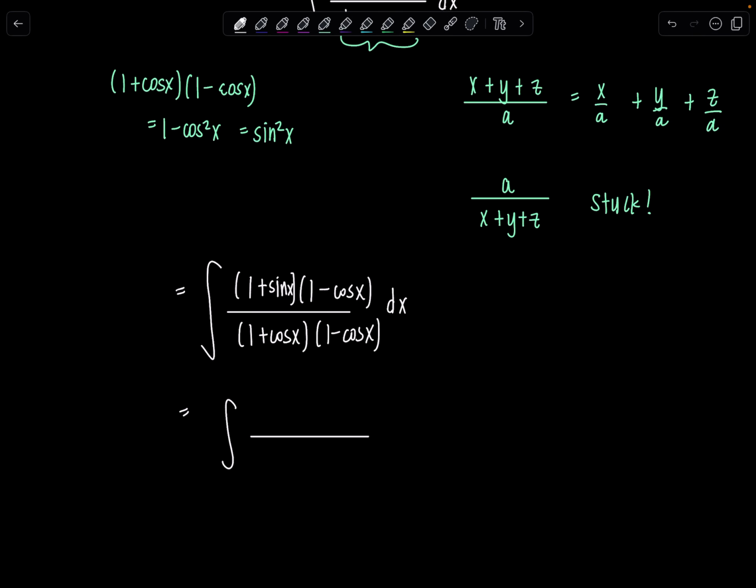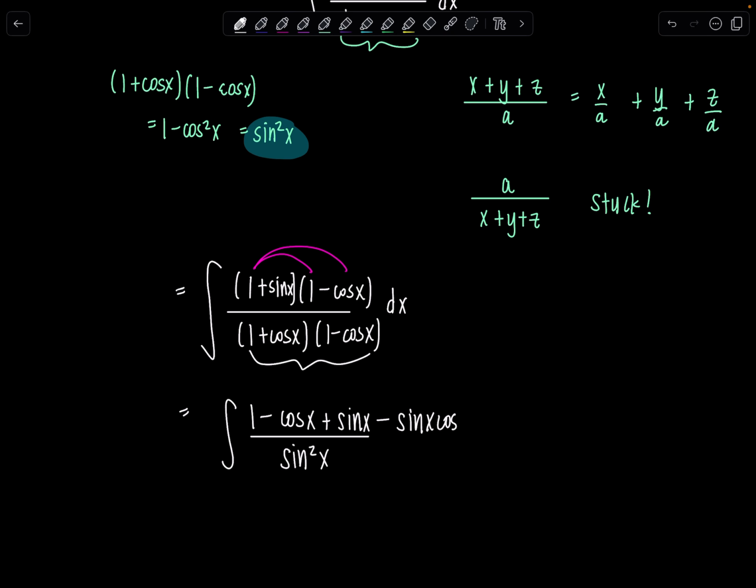Okay, so now let's multiply out everything. I already know the denominator is going to be 1 minus cosine squared x, which becomes sine squared x. So if you want to jump to that, why not? We already wrote that all out. That's sine squared x. And then you're just going to have yourself a little foiling party up here in the numerator, okay? So the first two terms are going to be 1 minus cosine x plus sine x minus sine x cosine x. And don't forget your dx.